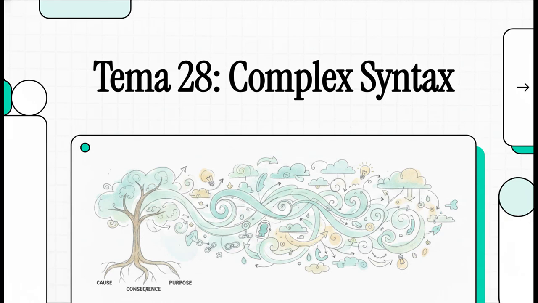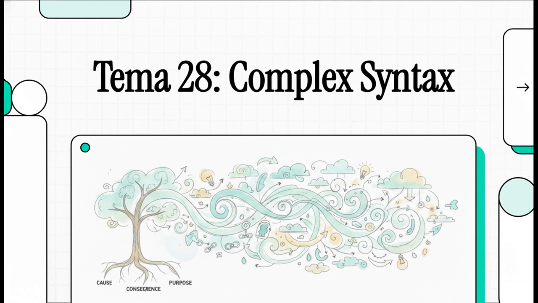Okay, today we're diving into what is honestly an incredibly dense but absolutely rewarding academic topic. We're tackling Tema 28, complex syntax. Specifically, we're looking at the syntactic expression of cause, consequence, and purpose. Now, if you're a future English teacher, especially if you're gunning for that permanent C2 level position at the Escuela Oficial de Idiomas en Aragon, this masterclass is exactly where you need to be.